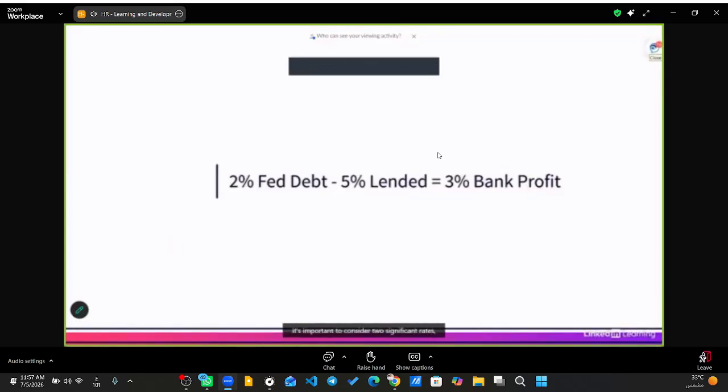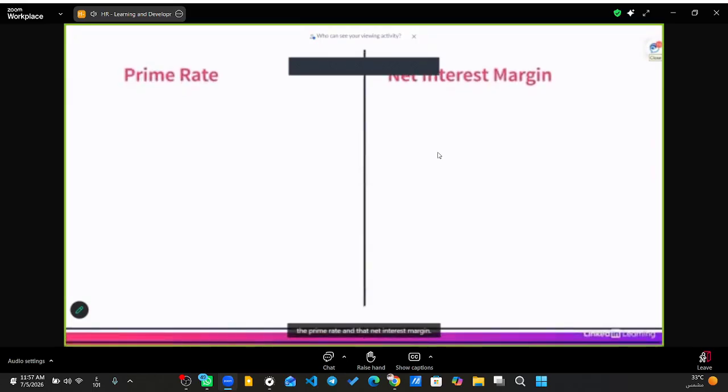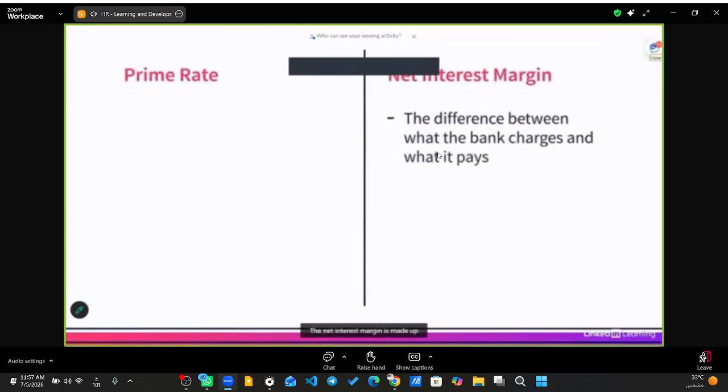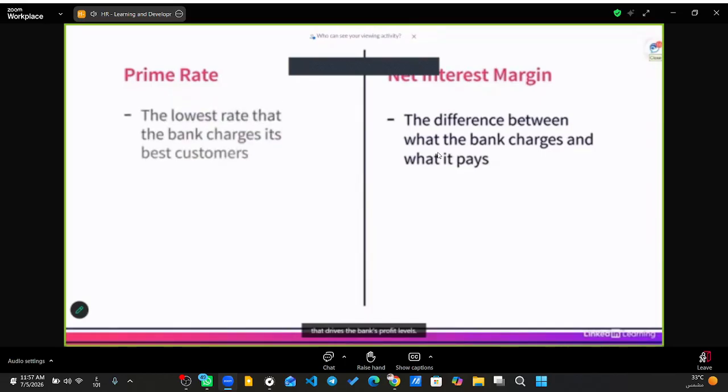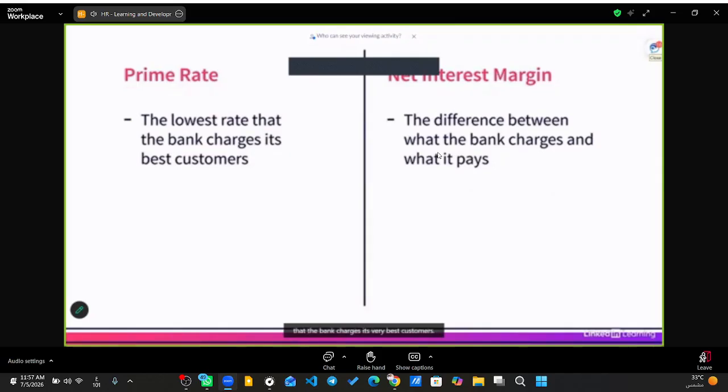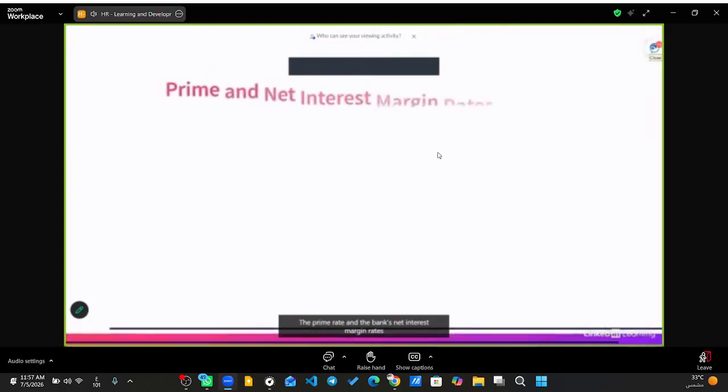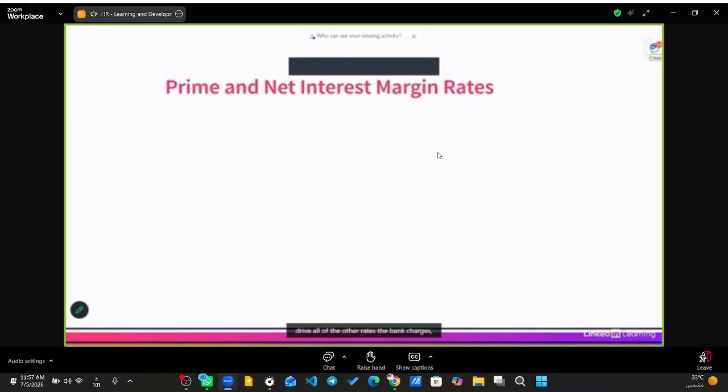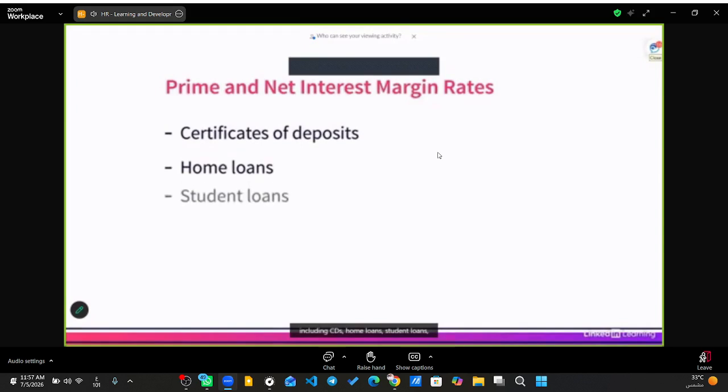When you're borrowing from the bank, it's important to consider two significant rates: the prime rate and that net interest margin. The net interest margin is made up by the difference between what the bank charges and what it pays, and it's a critical variable that drives the bank's profit levels. The prime rate is the lowest rate that the bank charges its very best customers. The prime rate and the bank's net interest margin rates drive all of the other rates the bank charges, including CDs, home loans, student loans, savings, HELOCs, etc.